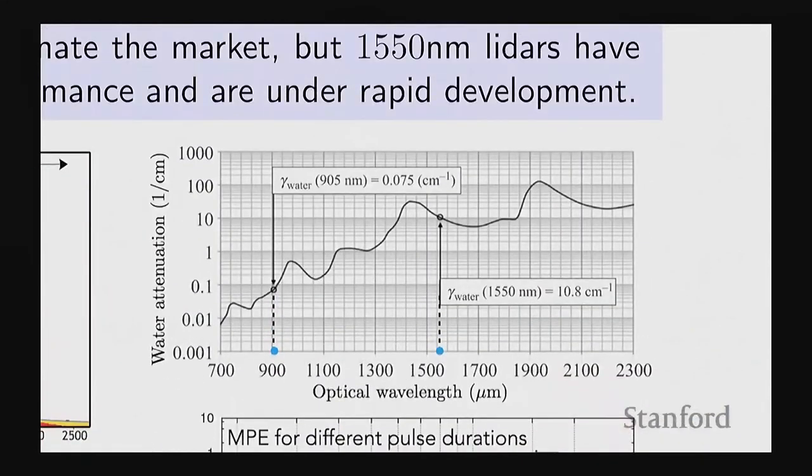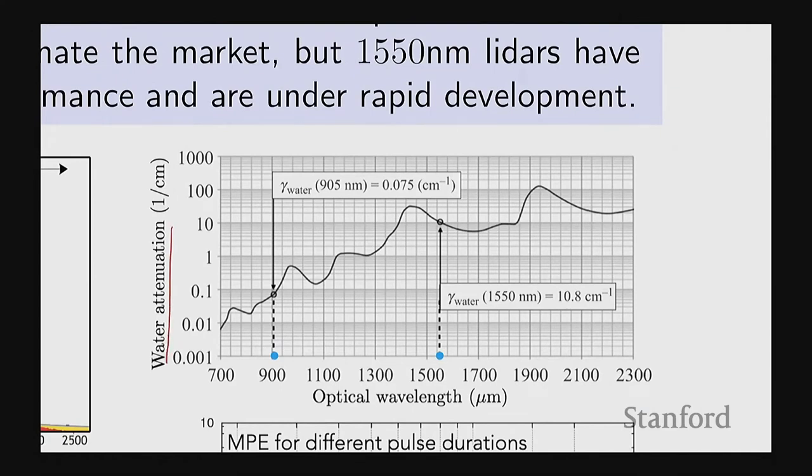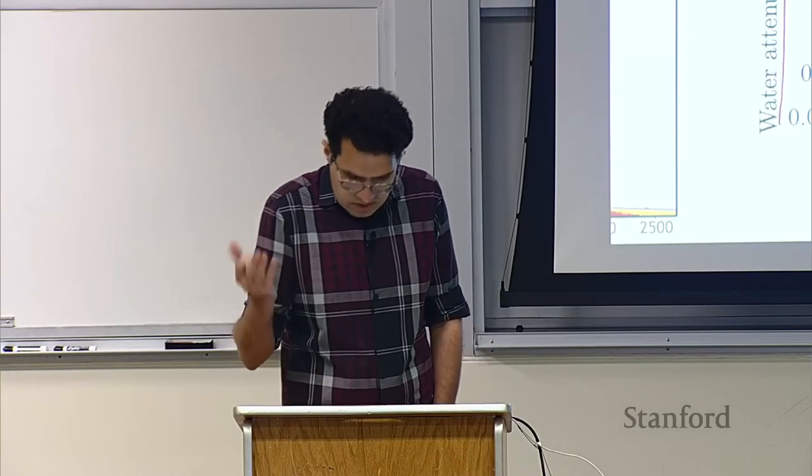Third plot is water absorption. Again, it is a function of wavelength in nanometers. And again, you compare the two, and at 905, your water absorption is 0.075 per centimeter, and at 1550, it's 10.8 per centimeter. So there is more than a factor of 100 difference between the two, okay? But practically, it's not as big of an issue as you might think, because the water content in the atmosphere is typically very low, except in very severe conditions like dense fog or rain or things like that. So in normal operating conditions, and by normal I mean like, I don't know, California conditions, it's fine. You don't care much.